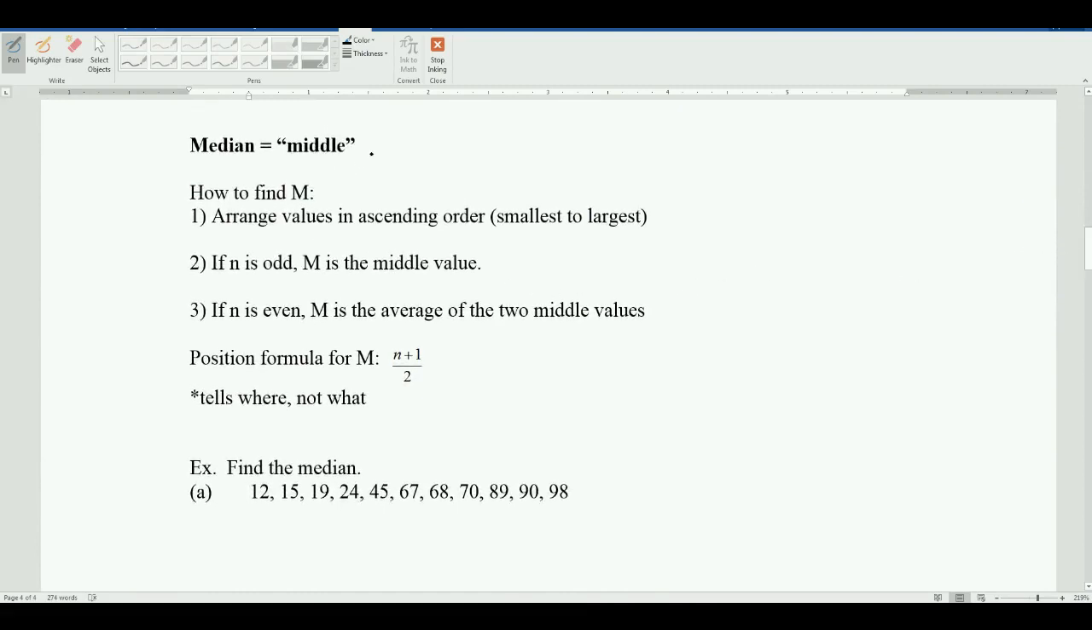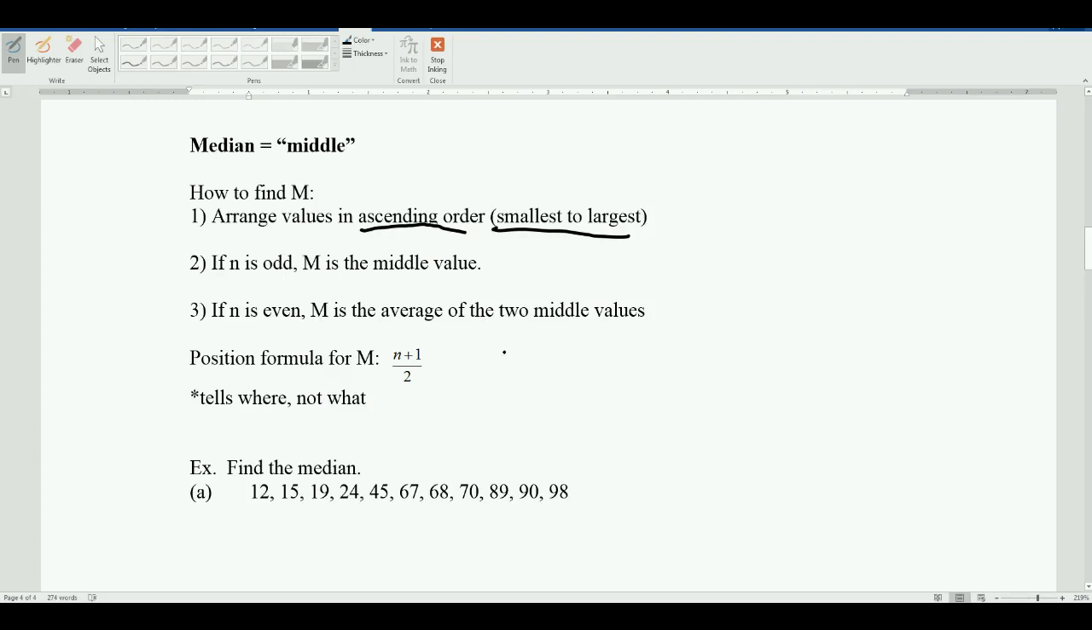Median just means the middle value. If you ever see a capital letter M, that represents the median. So there's some rules here. To find the middle value or the median, you must arrange the values in ascending order from smallest to largest. Keep that in mind. Have to do that first. If you have an odd number of values, the middle number is your median. If it's an even number of values, then you have to average the 2 middle numbers.